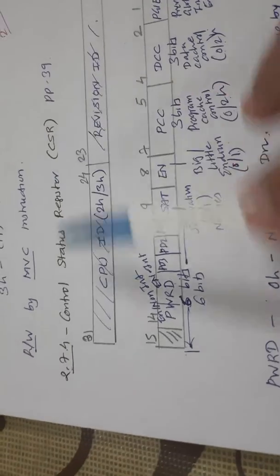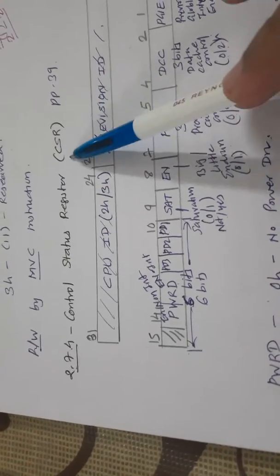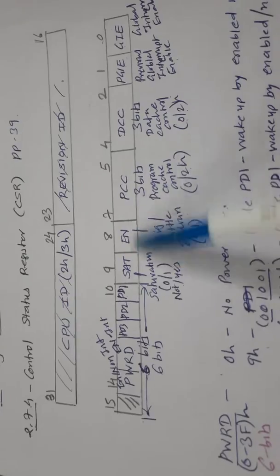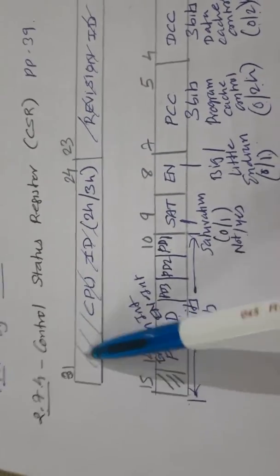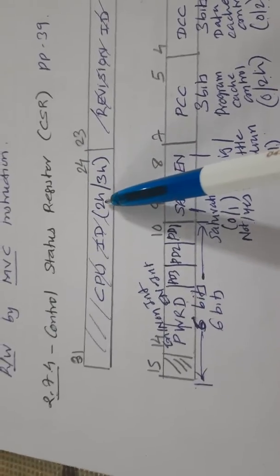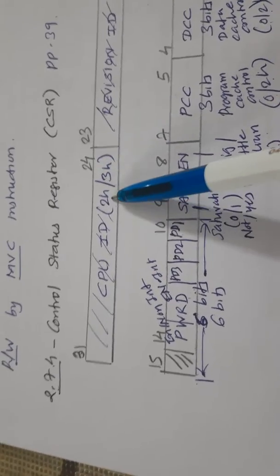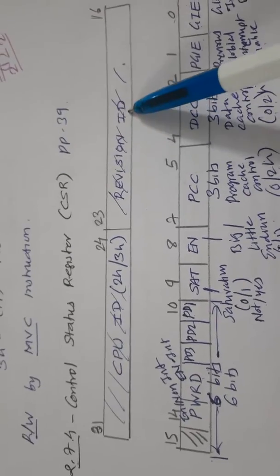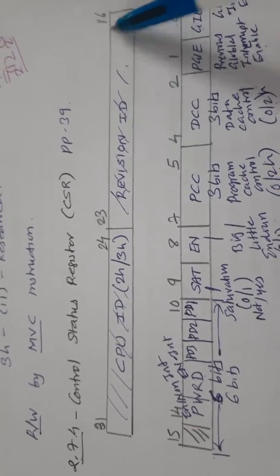Okay, the next register, that is control status register, section 2.7.4, CSR is the acronym, and page number is 39. So this is another control register that is also 32 bit, so lower 16 bit and upper 16 bit. In the upper 16 bits, bits 24 to 31 are reserved and indicate CPU ID. The values possible are 2H and 3H for 67X and 67X plus. Okay, and the revision ID is given in bits 16 to 23.